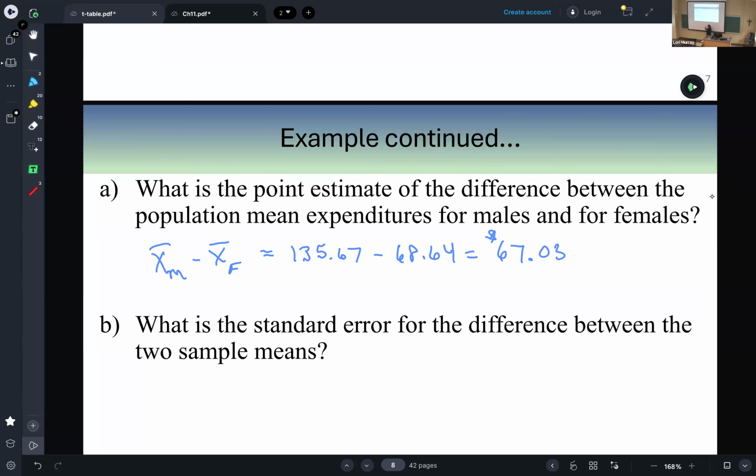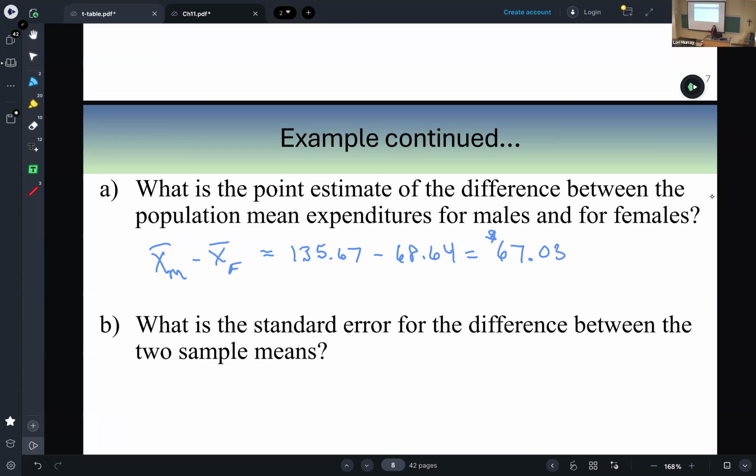Because I put the males first, and it didn't matter how I did it, but it does now for interpretation, because the males are first, and I subtracted and I have a positive number, that means on average, the men spend $67.03 more than the females. Okay.